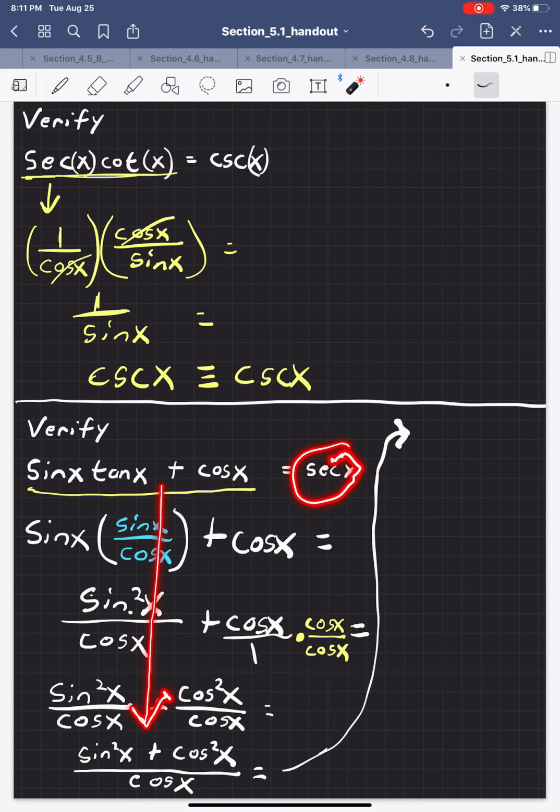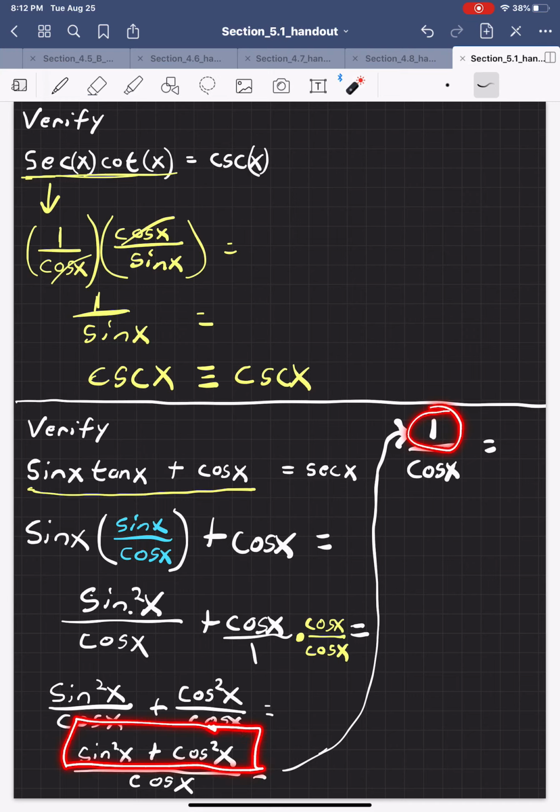So take a look, if you happen to have your formula sheet in front of you, and see what you could do with sine squared of x plus cosine squared of x. There is a Pythagorean identity that says sine squared plus cosine squared is equal to 1. So I can rewrite that numerator as just 1 over cosine of x. If I went too quickly, where did this 1 come from? The 1 came from the fact that, if you look at your formula sheet, sine squared plus cosine squared is equal to 1.